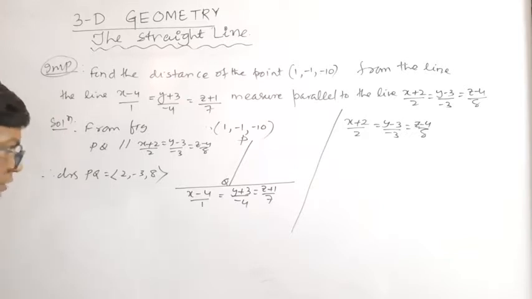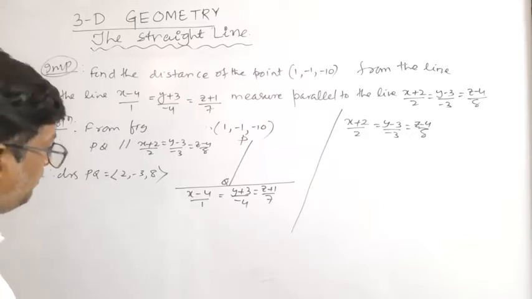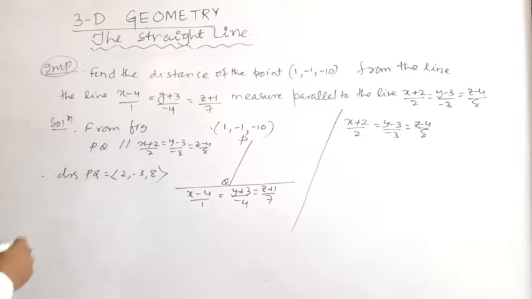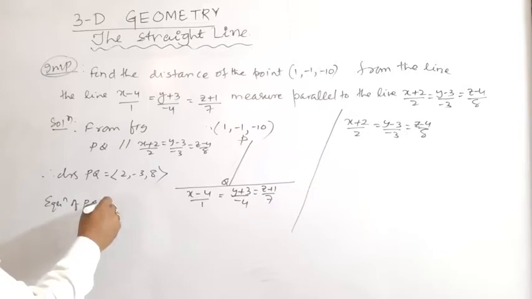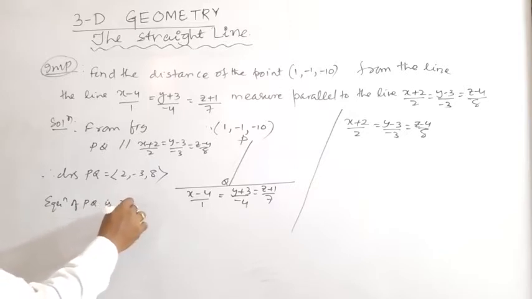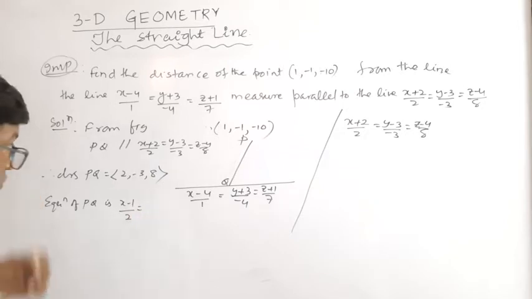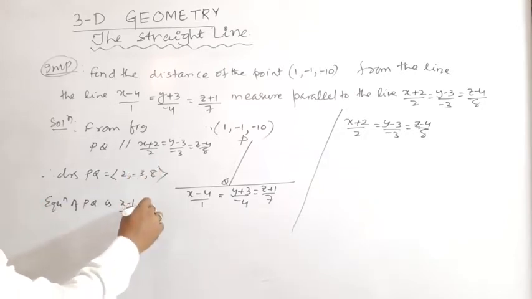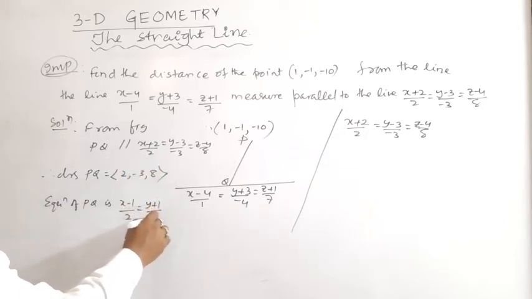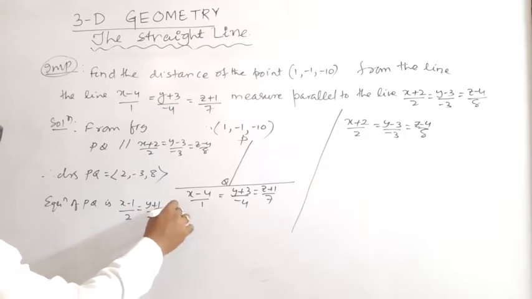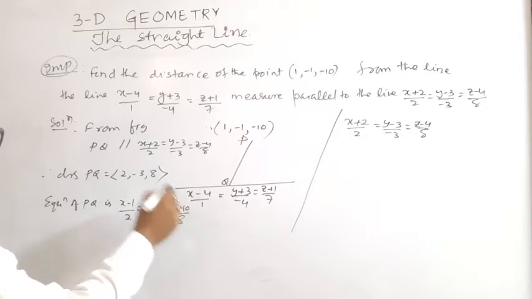Equation of line PQ. Find the equation of line PQ. Now the equation of PQ is (x minus 1)/2 = (y plus 1)/(minus 3) = (z plus 10)/8.